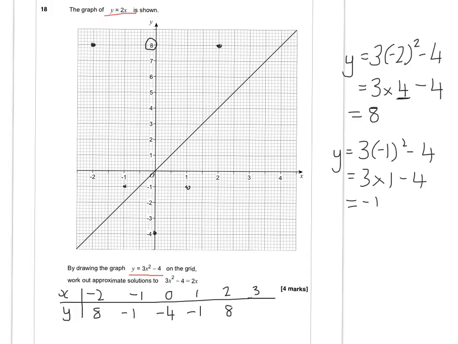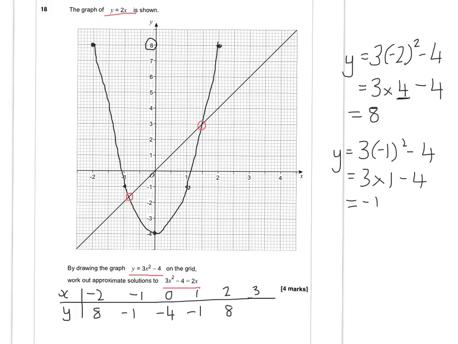Now it's a curve. Don't use your ruler here. As best you can, join them together with a nice curved line. So curved line, that's sort of okay. There we go. And now I can see what the approximate solutions are, where this curve and this line are equal to each other. So where they intersect, so that point and that point.